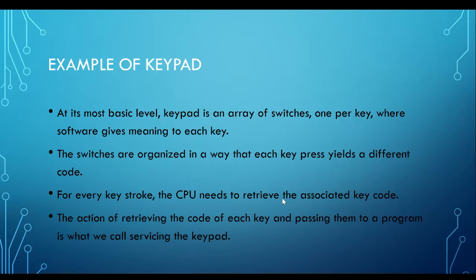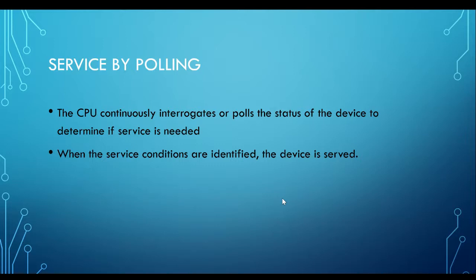Now this keypad is an example of how we want to visualize interrupt and polling. The action of retrieving the code of each key and passing it to a program is what we call servicing the keypad. Now this is an example of a service. What service? Unscheduled service. The CPU continuously interrogates, or polls, the status of the device to determine if service is needed. So the CPU, which is a sequential machine, needs to look into whatever the user is keying in, and this keying in is unscheduled. So how do we do it?